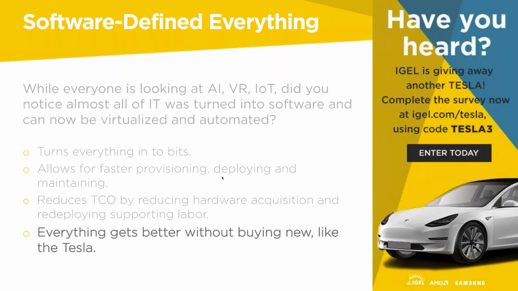Wow, imagine that. At the end of the day, with software defined, everything gets better without buying new because we can update it. It's just software. And you might have heard that IGEL is giving away a Tesla. A German company is giving away an American car. And not just an American car, but a brand new, fancy electric American car. And why would we do that? Some of the Germans think to themselves, I don't get it. Well, there's a reason. And I didn't get it either until I looked into it.